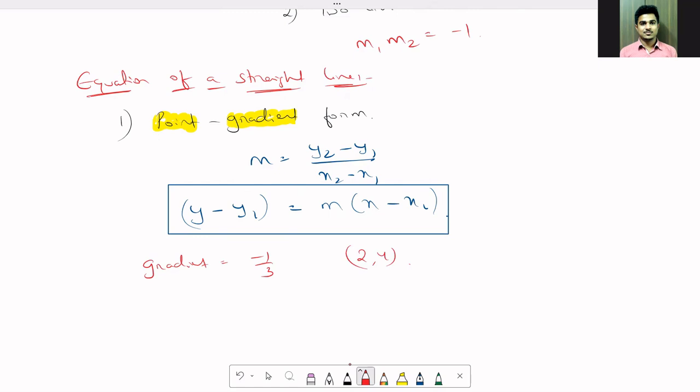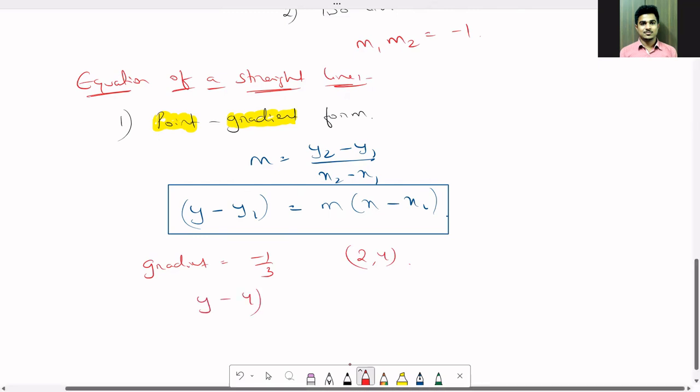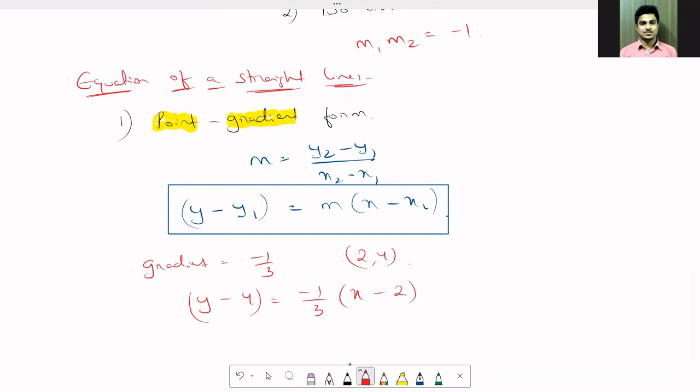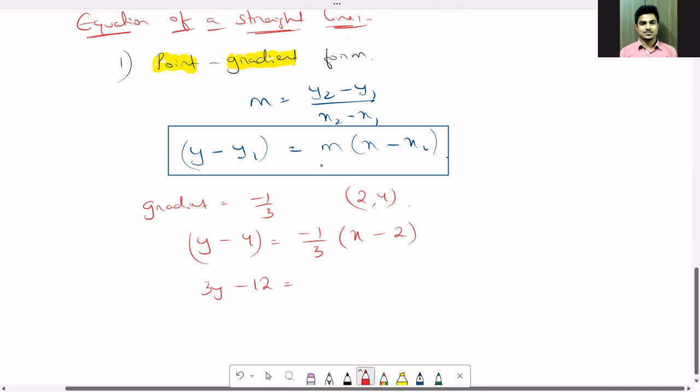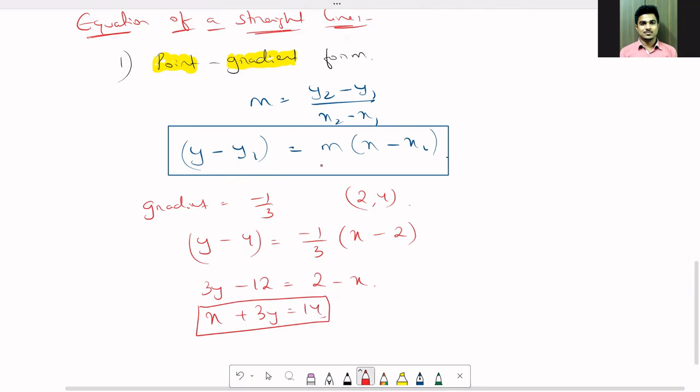What I can do is, instead of y1 I will put 4, instead of m I will put minus 1 by 3, and instead of x1 I will put 2. And finally, after rearranging, I will get 3y minus 12 is equal to 2 minus x. Or I can say that x plus 3y is equal to 14 is the equation of the line that has a gradient of minus 1 by 3 and also passes through the point (2, 4). So that was the first way of writing the equation of a line.